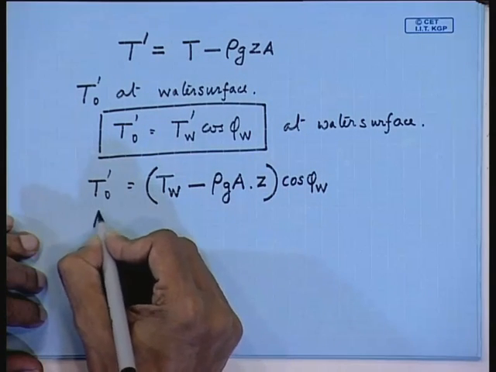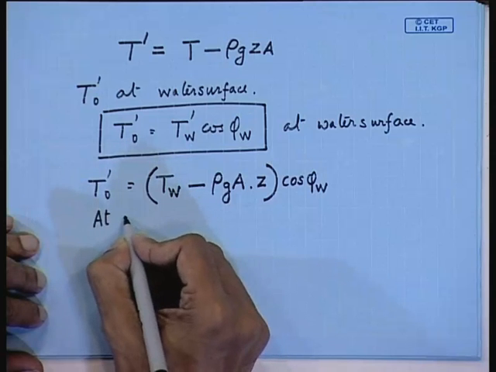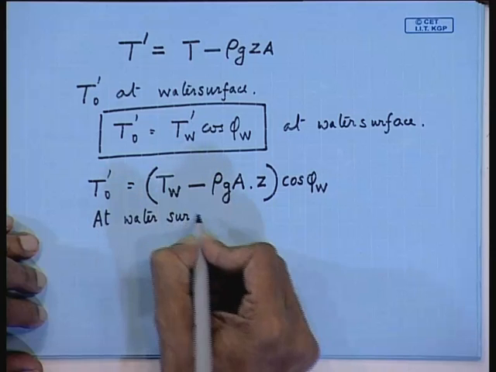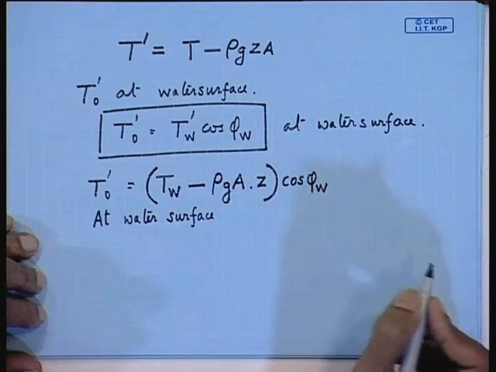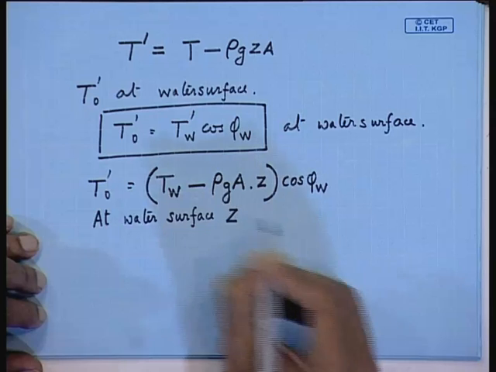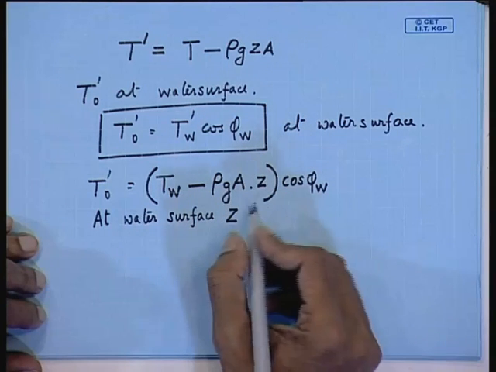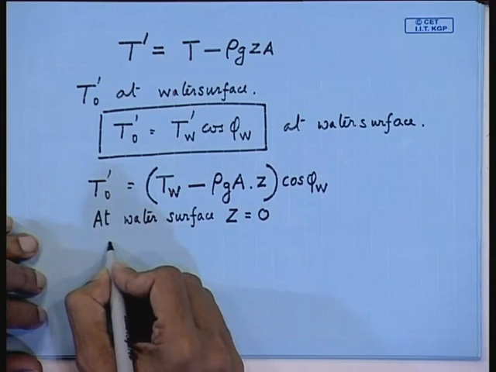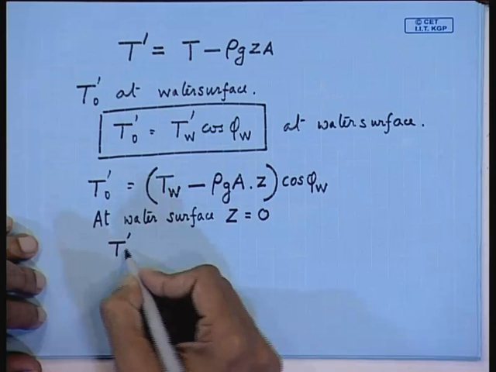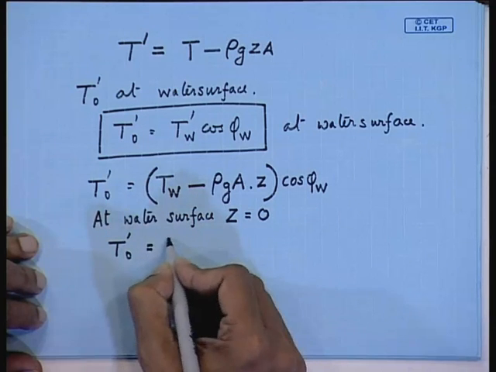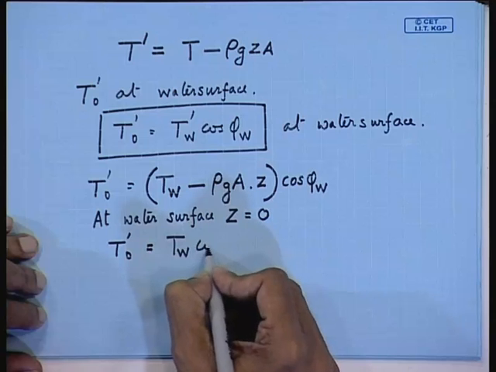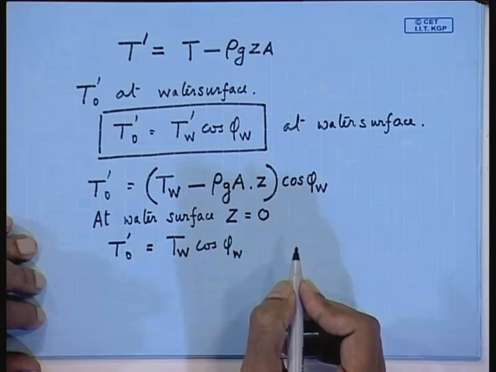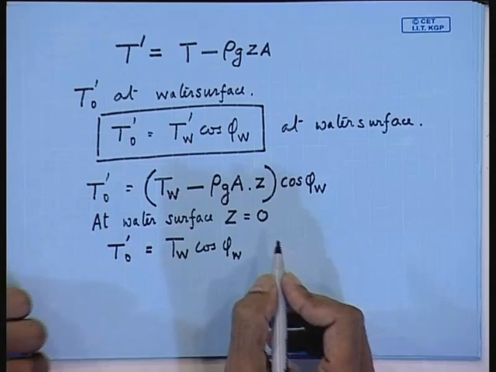Now at water surface, what is the value of Z? Z at water surface is 0. So then your expression for T prime naught becomes what? So this is simply TW cos phi W. Now you compare the expression that we have obtained earlier. So what are we getting now?